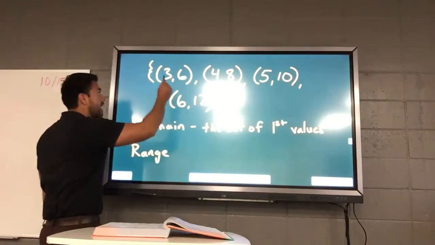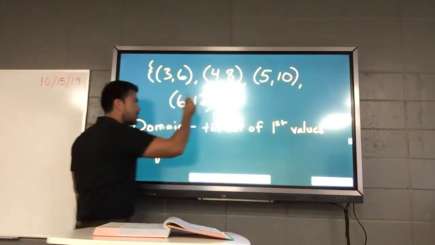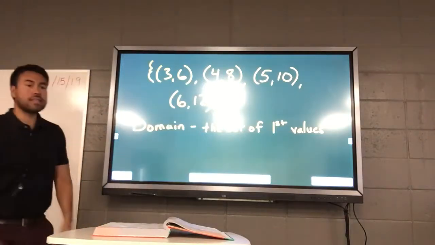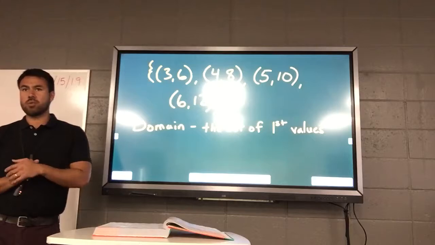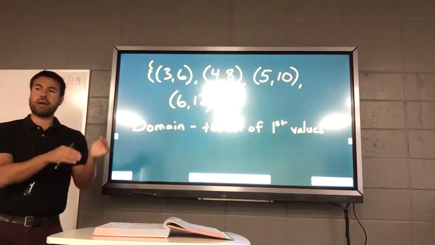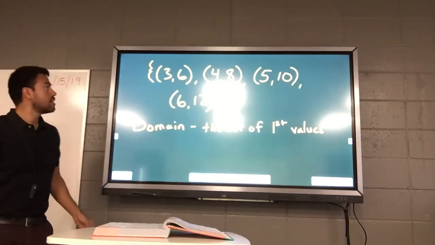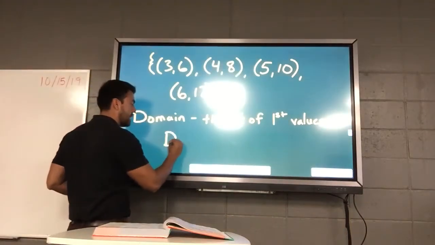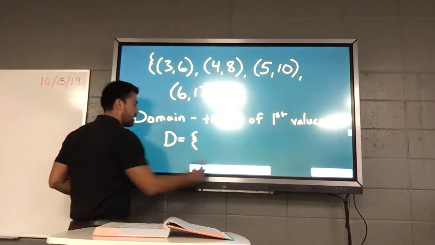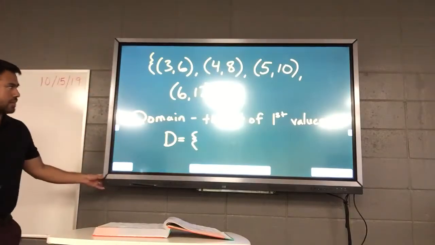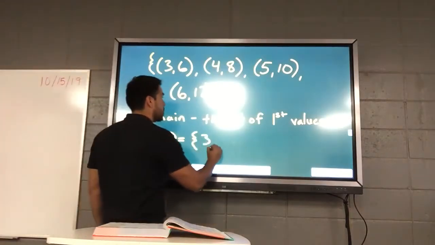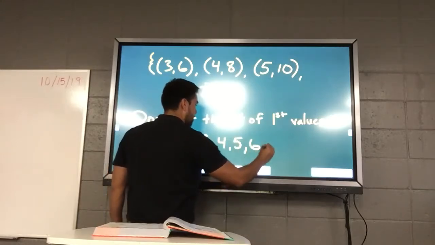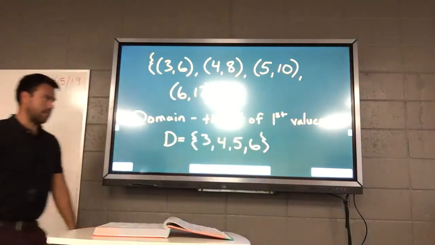Looking at these ordered pairs, I'm going to have to put the range on another slide. What are the first values in every ordered pair? Alex? 3, 4, 5, 6. Okay, so we're going to say the domain is equal to, I have my brace, I'm going to put those numbers, 3, 4, 5, and 6, in a set. That's my domain.